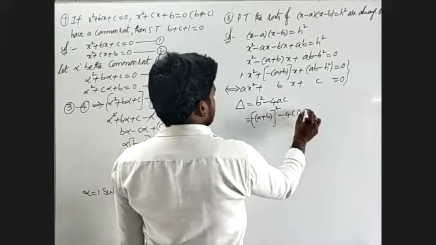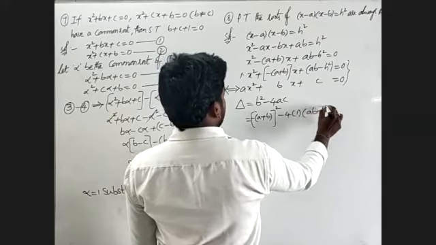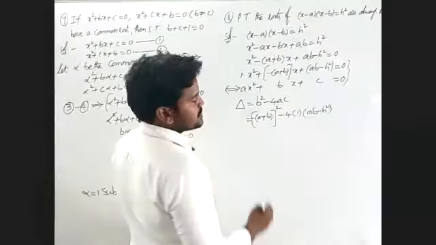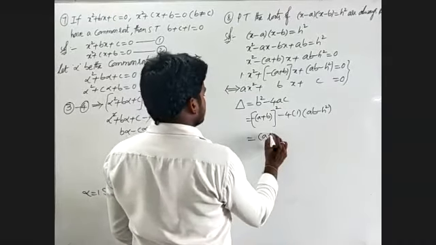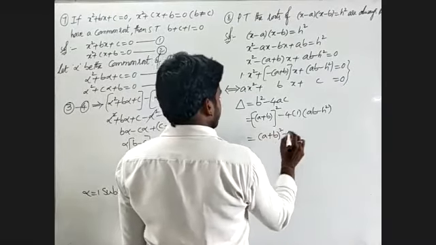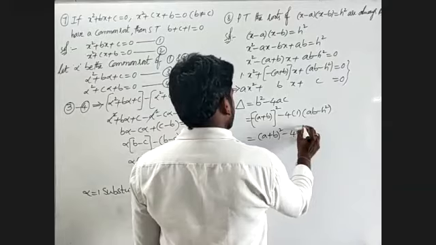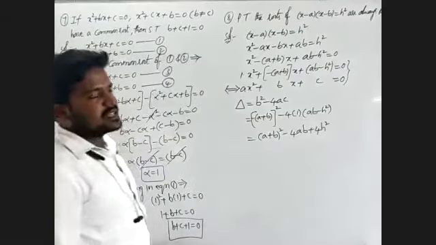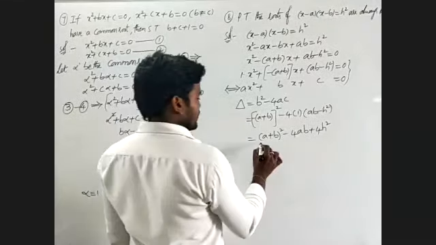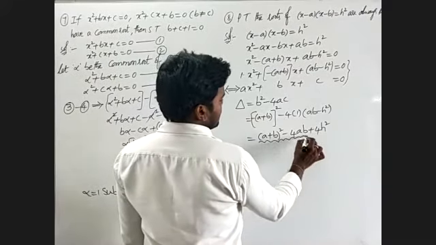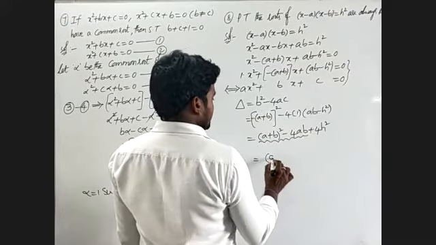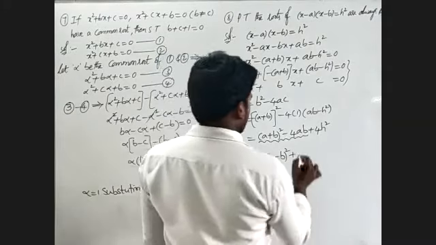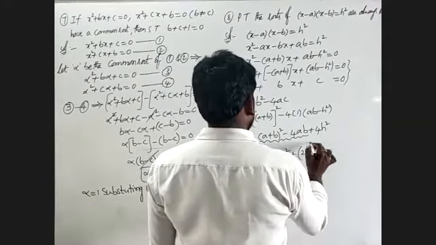4 into 1 into c is ab minus h square. The negative of whole square is always positive, that I will write. A plus b whole square minus 4 into ab is 4ab, minus into minus will become plus, 4 into h square is 4h square. Already we know that one formula: a plus b whole square minus 4ab is a minus b whole square. Again 4h square will write, 2h whole square will write.